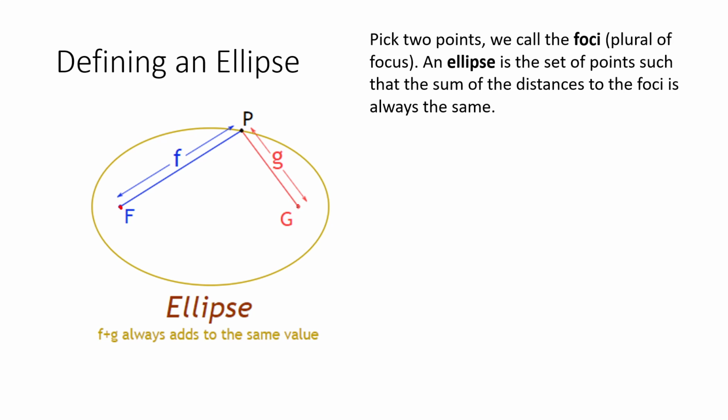F and G in this picture. And we call those the foci, which is the plural for focus. And the idea is you take any point on the ellipse and you measure the distances back to the foci. Adding up those distances will always be the same. So no matter where I go, if I take this distance and this distance, it will always add to the same number. And when you do that, depending on where you place the foci, you end up getting a circle that is stretched in one direction or the other.